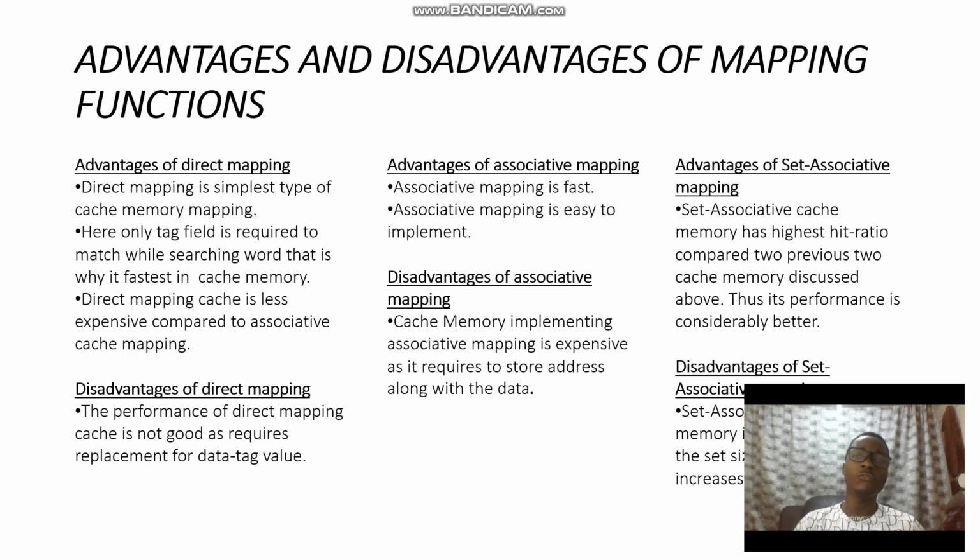Then the advantage of set associative mapping is that it has the highest hit ratio compared to the previous two cache memory techniques discussed above, the direct mapping and the associative mapping. The disadvantage is that it is very expensive. As the set size increases, the cost also increases.